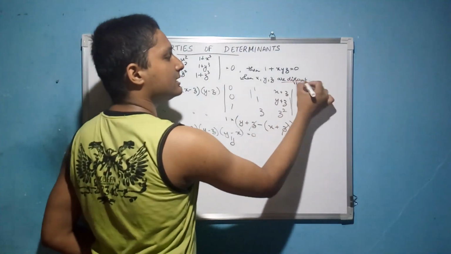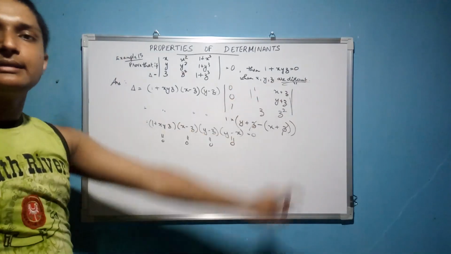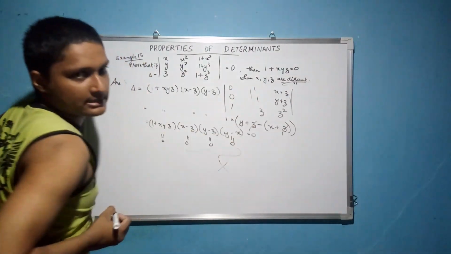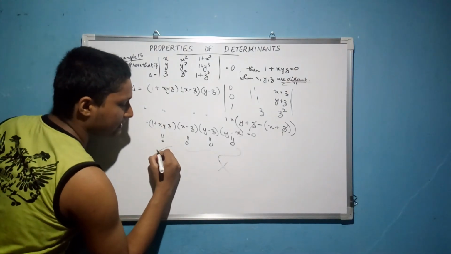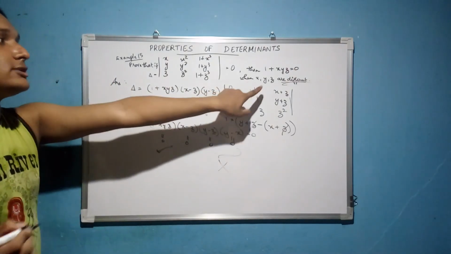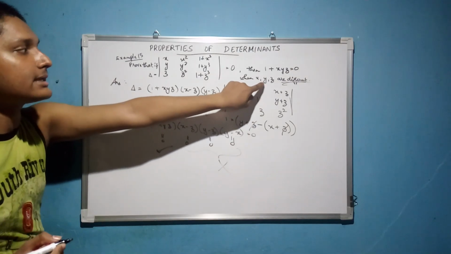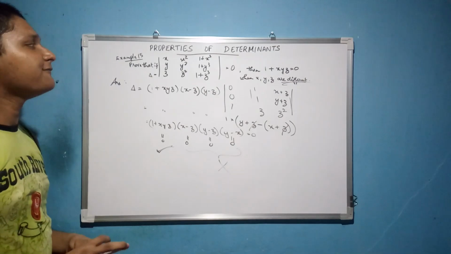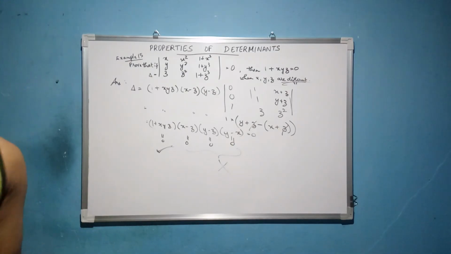But the question says that x, y, z are different. Therefore, these three cases cannot be considered. And this is the only case that can be considered, since you have the condition that x, y, z are different. Okay, that's all about the 15th question. We'll move to the next question and then to the exercise.